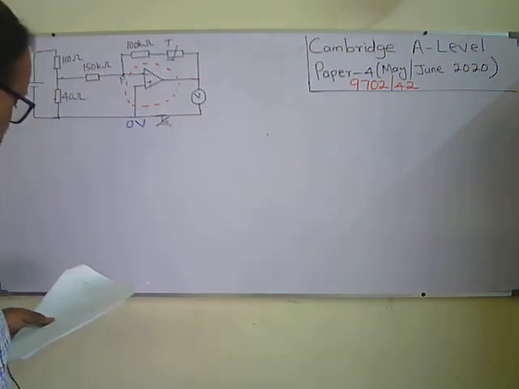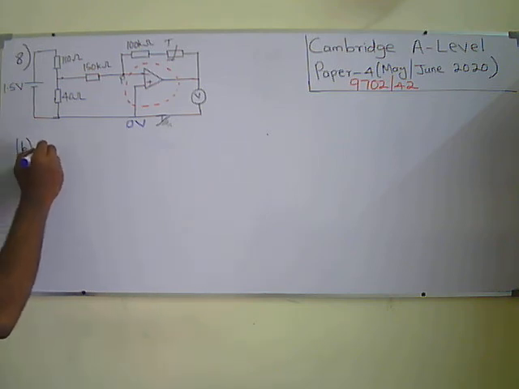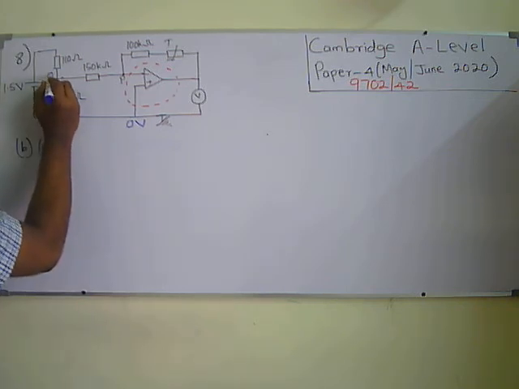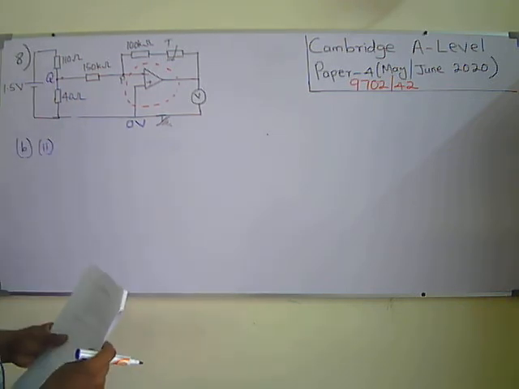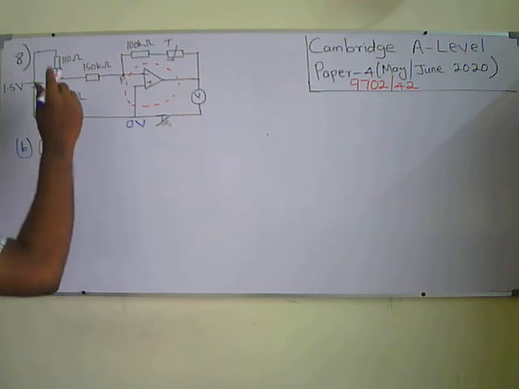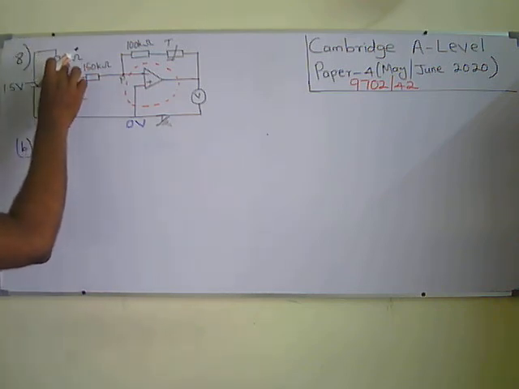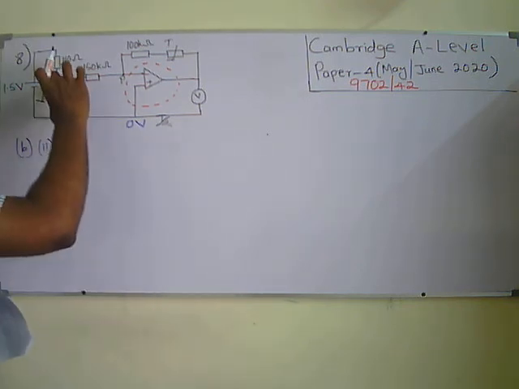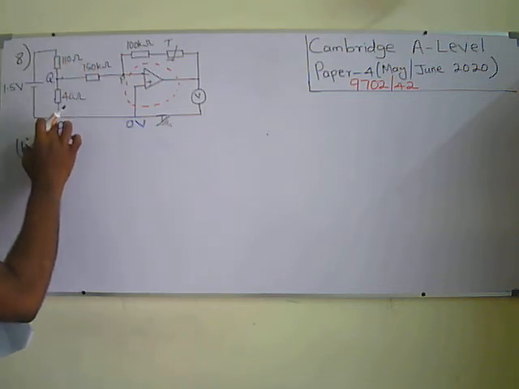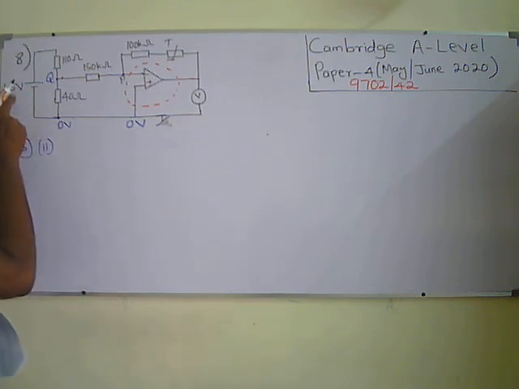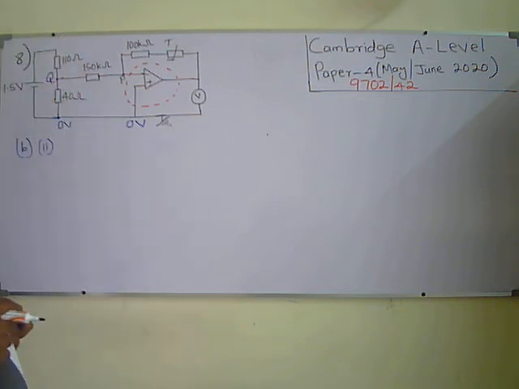Now B part second part. The question is: calculate the potential at Q. This is the point Q marked on the diagram. This point is connected to earth, meaning it is also 0 volts. This voltage is divided across 110 ohms and 40 ohms in the ratio of the resistances. The total input voltage, the 1.5, will be divided across these two resistors at the ratio of their resistance.